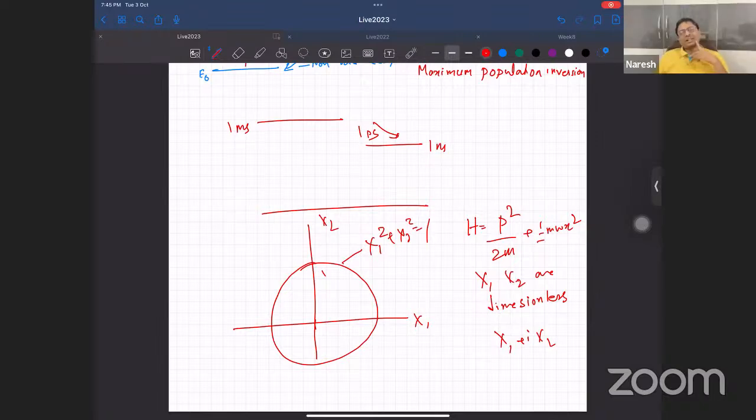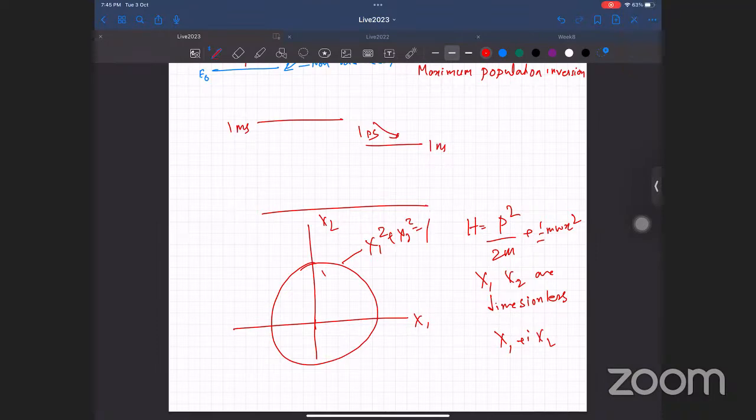No, it is basically the lifetime. It is a combination of spontaneous emission and stimulated emission. It doesn't matter, right? Lifetime is the lifetime of a state. Okay, so there is no distinction between them.